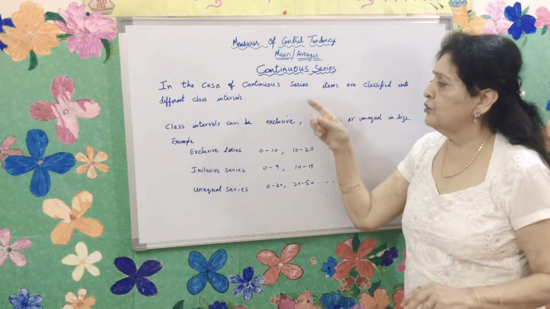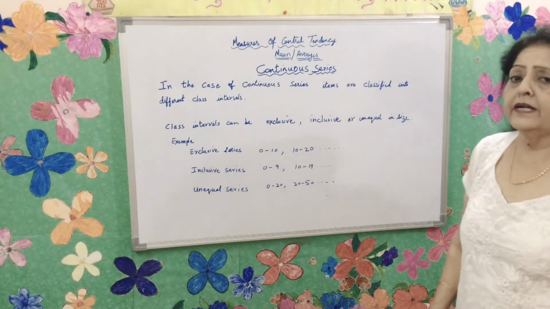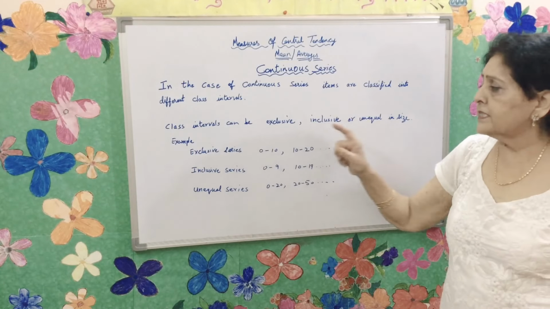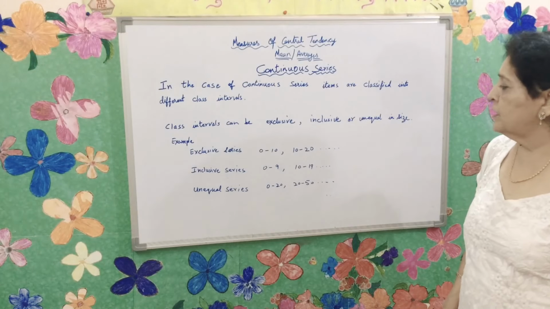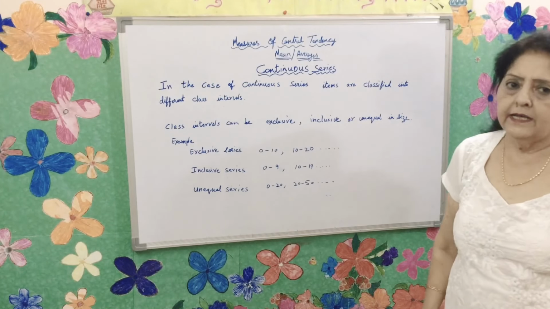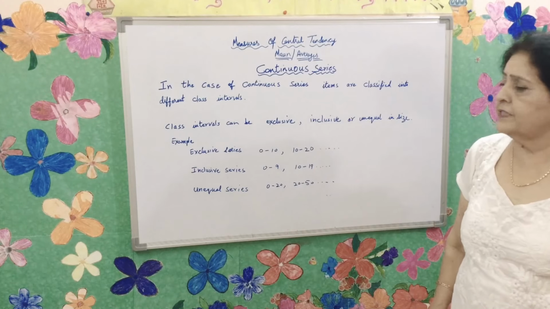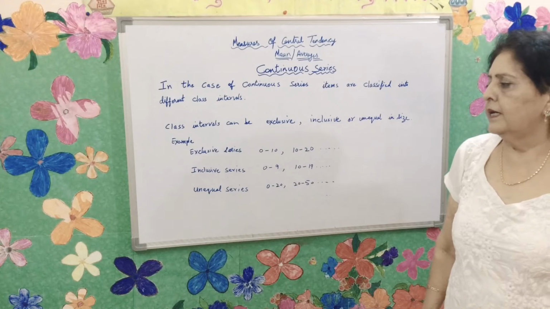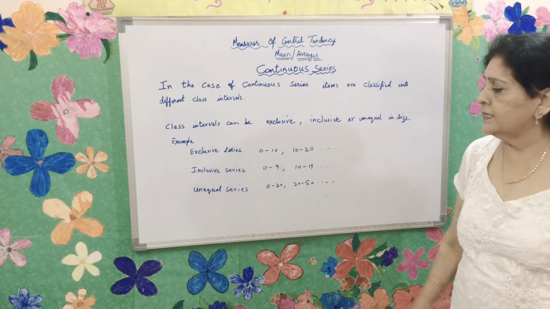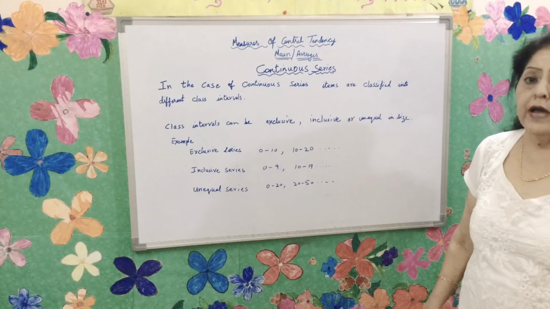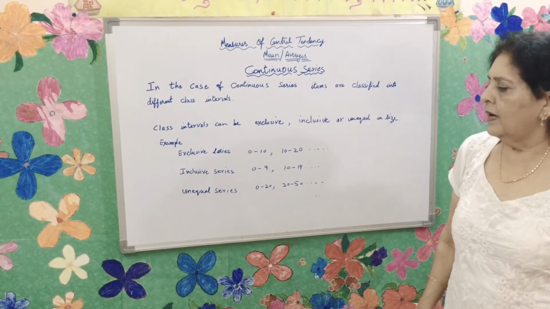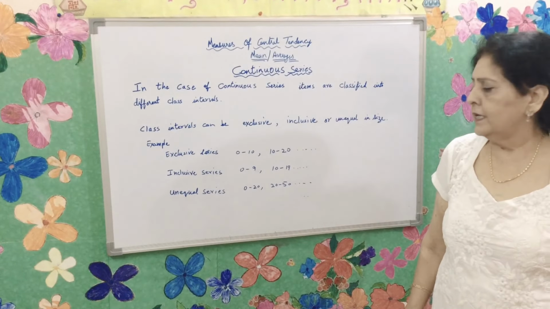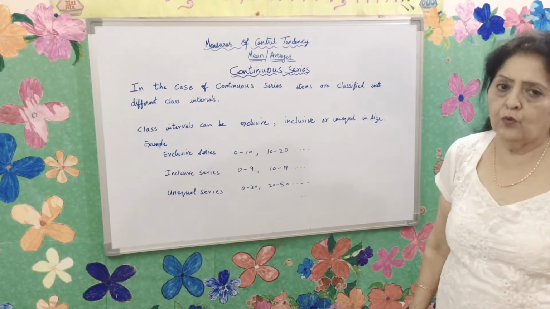In the case of continuous series, items are classified into different class intervals. Class intervals can be exclusive, inclusive or unequal in size. An example of an exclusive series is 0 to 10, 10 to 20 and so on. An example of an inclusive series is 0 to 9, 10 to 19 and so on. And an example of an unequal series is 0 to 20, 20 to 50 and so on.